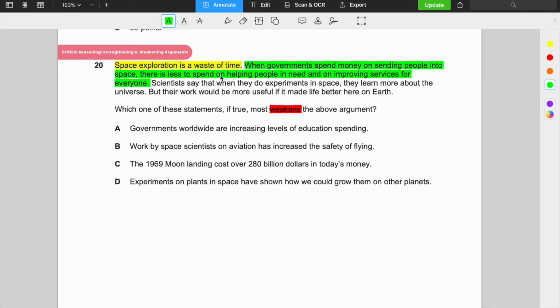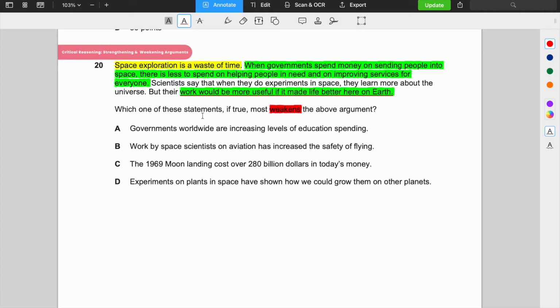How do we weaken this? Okay, how do we weaken this? Now, I just want to emphasize this part where they said government should spend money on things that actually improve life on Earth, implying that space exploration does not improve life on Earth. So let's go through the options.